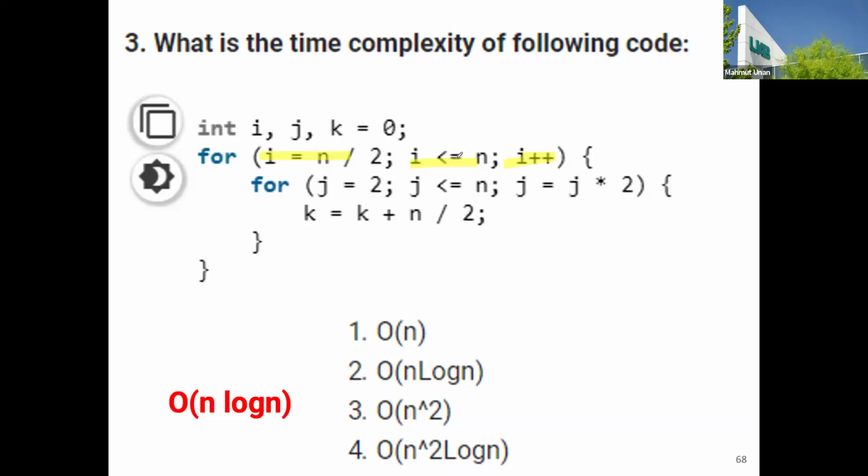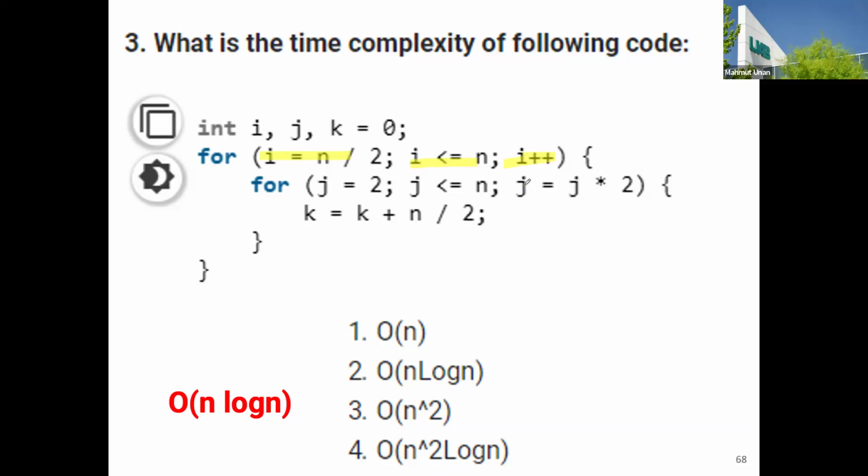So I can say that it is less than n, it is less than 2n, it doesn't matter. But if it is less than n square, the time complexity is going to be n square. N square is different than 2 times n, 5 times n. Ignore the constant, but never ignore n square, n cube. That's going to be the time complexity.